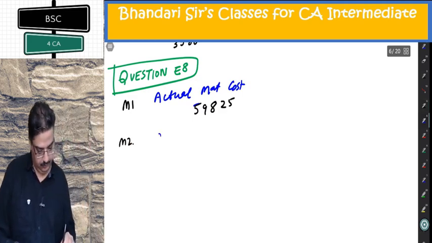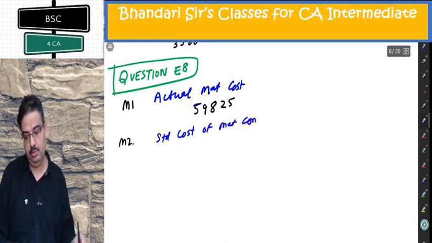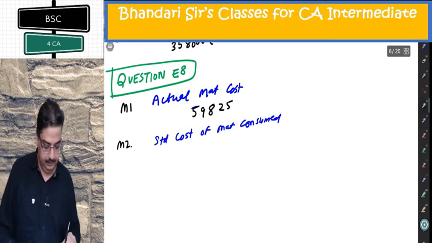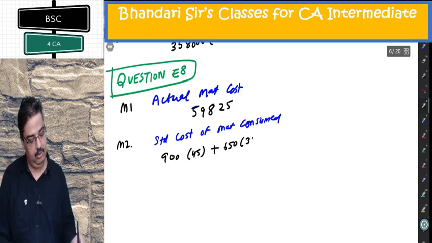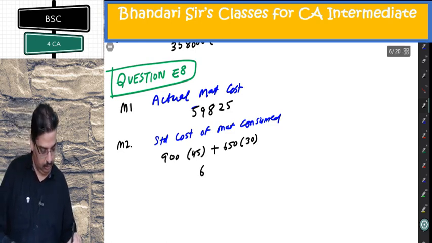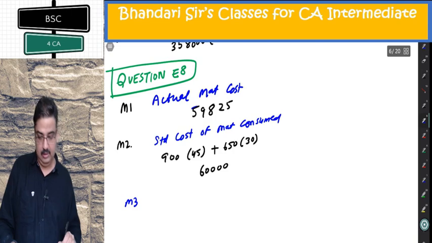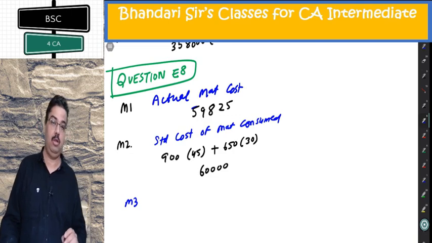M2, standard cost of material consumed. This is computed 900 into 45, 650 into 30. You get total 60,000. M3. This is applicable because question is wanting you to compute separately mix and yield also. So for that purpose M3 will be needed.